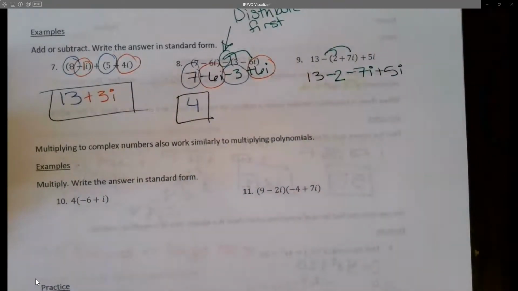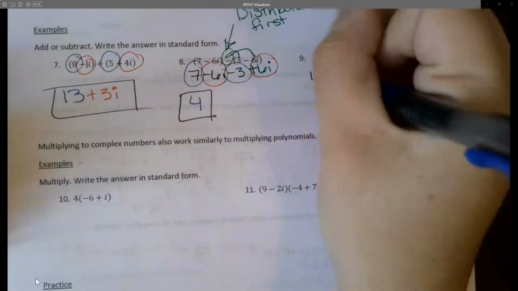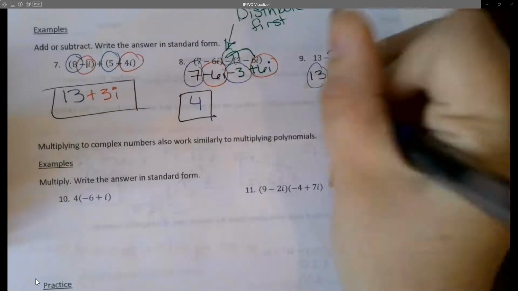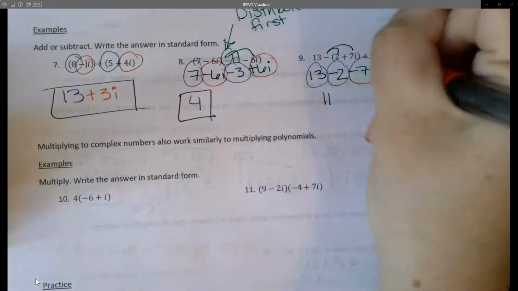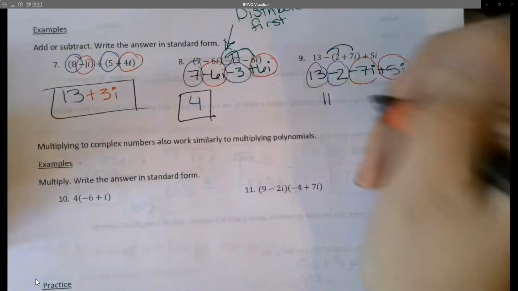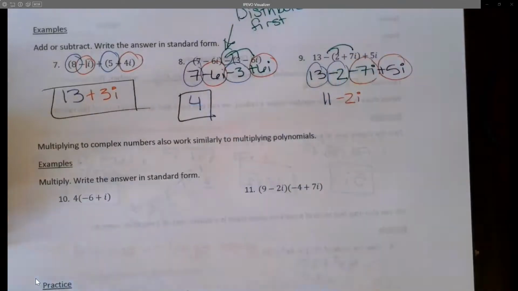Then I want to go ahead and combine my like terms. I have positive 13, negative 2. That gives me 11. Then I have negative 7i, positive 5i. That gives me negative 2i.